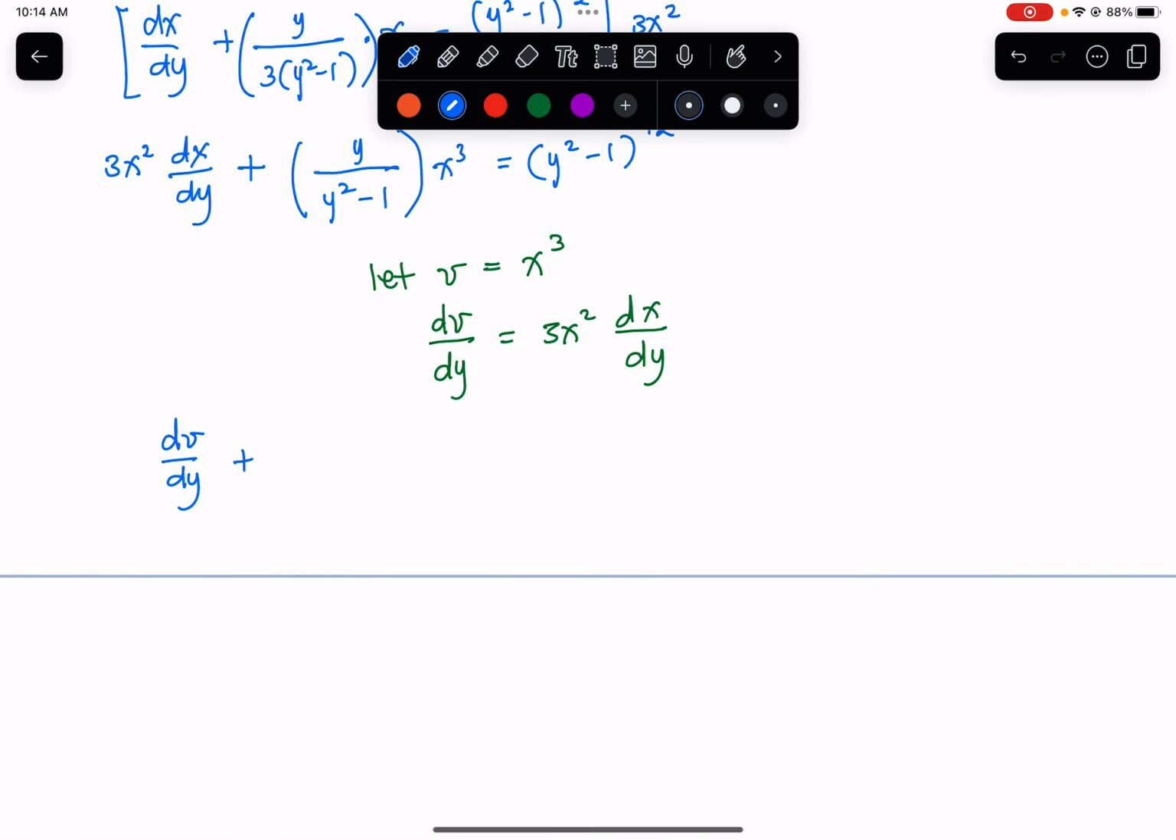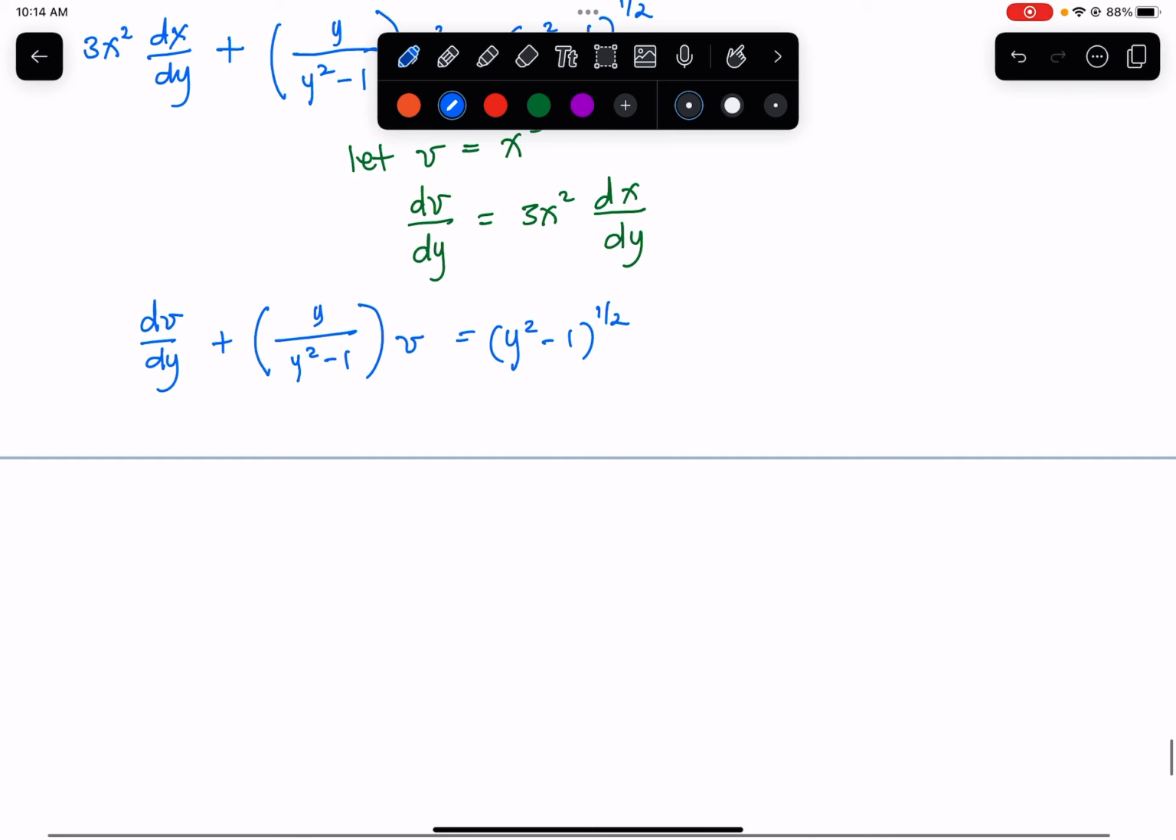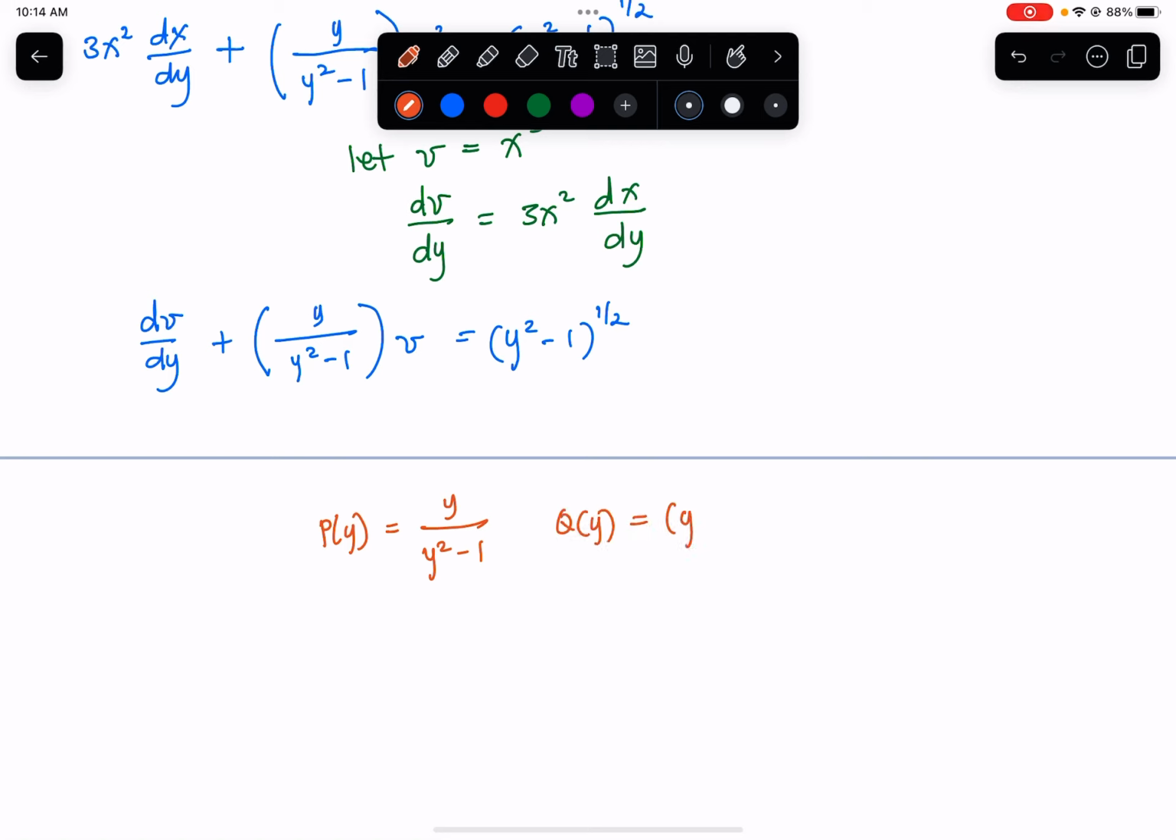So 3x squared dx over dy is the same as dv over dy, plus y over y squared minus 1 times x cubed, which is v, is equal to y squared minus 1 raised to 1 half. And from there, we can identify that our p of y is y over y squared minus 1, and our q of y is y squared minus 1 raised to 1 half.